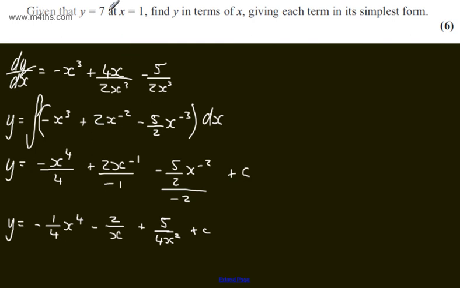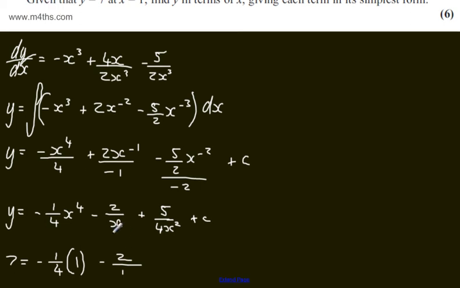So let's now look when y is equal to 7, x is equal to 1. That will allow us to find the value of c. So subbing these in, we can say 7 will be equal to minus 1/4 of 1, minus 2 over 1. Remember, 1 to any power is just going to give us 1, and then we're going to have now plus 5 over 4 lots of 1 plus c.